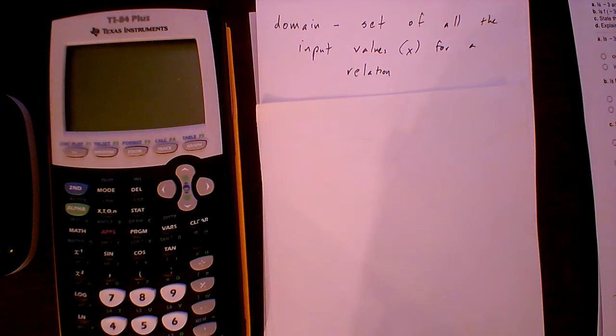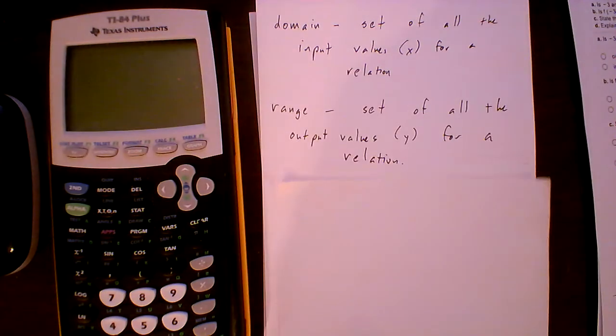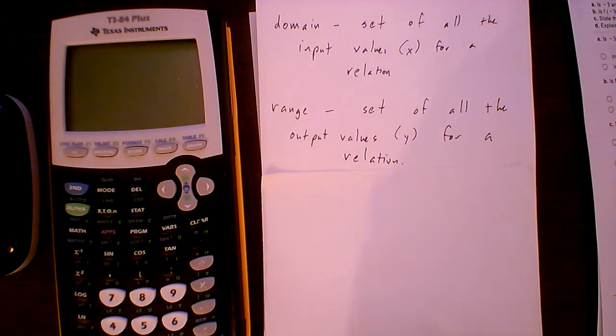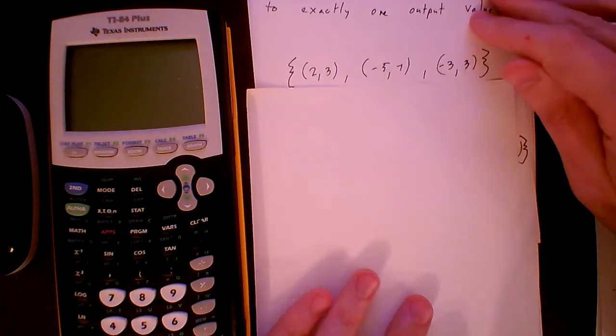Okay, so now we're going to talk about another couple of concepts. They're going to be important in this course. The next one is the domain of a relation. This is going to be the set of all the input values, which are going to be x's for us most of the time, for a relation. And then similarly, we have this thing called range, which is the set of all the output values for a relation.